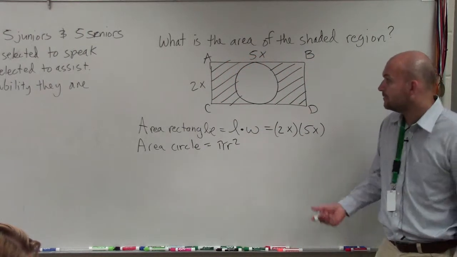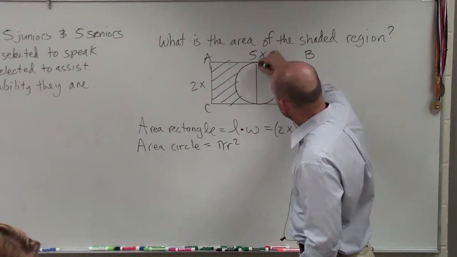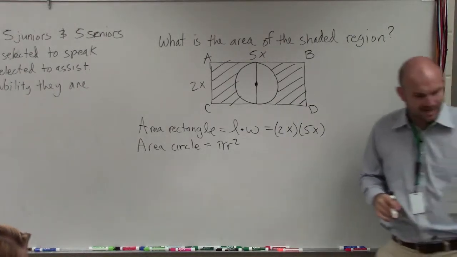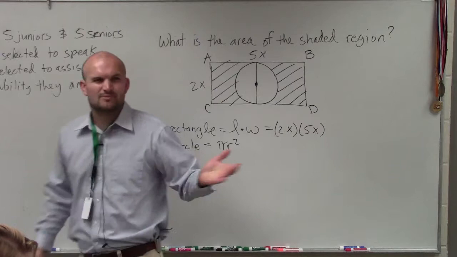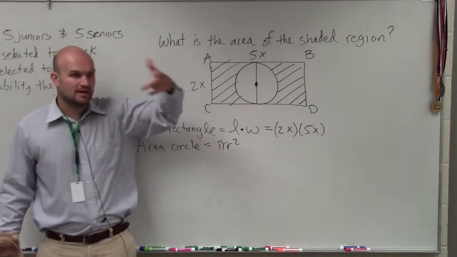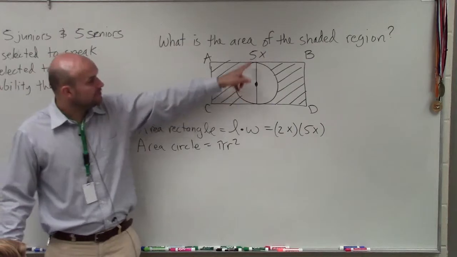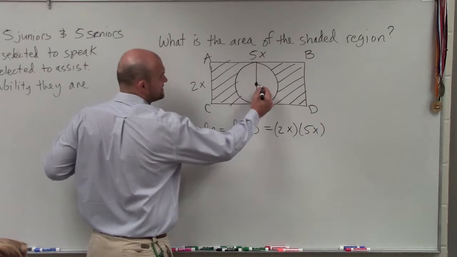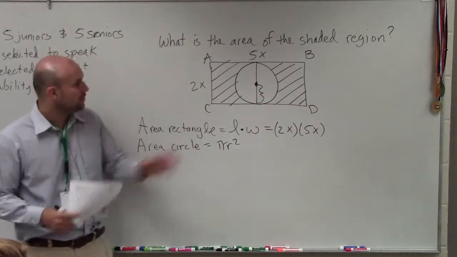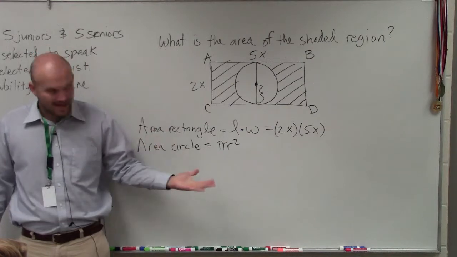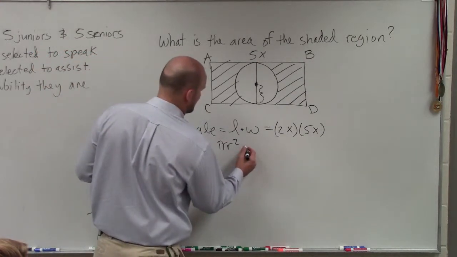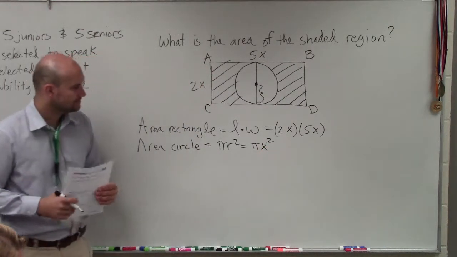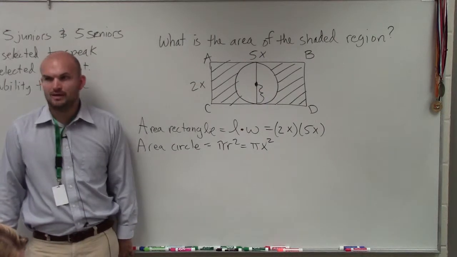Right? Now, if we're looking at this, remember the length of a circle from directly across, what do we call that length directly across a circle? Yeah? Diameter, right? And if you notice, the diameter is 2x. But remember, we're talking about radius, which is half of the diameter. So 1/2 of 2x would be x. So therefore, I just have that's equal to pi times x squared. Would everybody agree with me on what I wrote?